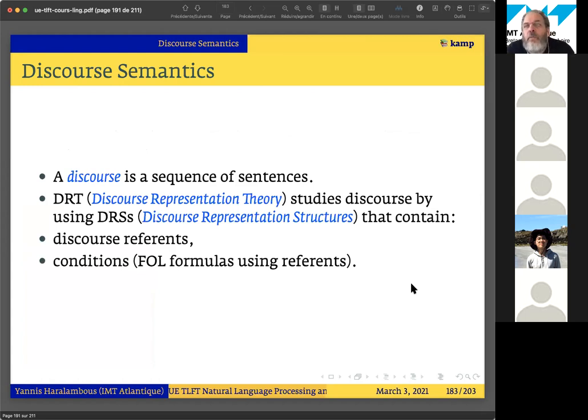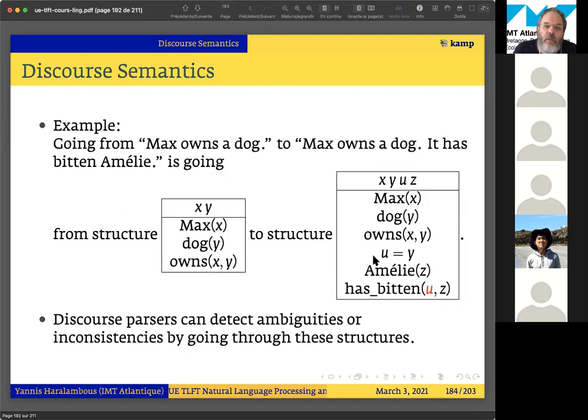The third level of semantics is the one of the discourse. When we say discourse, we mean more than one sentence. Also, not necessarily a paragraph, but a few sentences that are related in some way. How do we represent discourse? Once again, there are many theories, many tools. One of them is DRT, discourse representation theory.